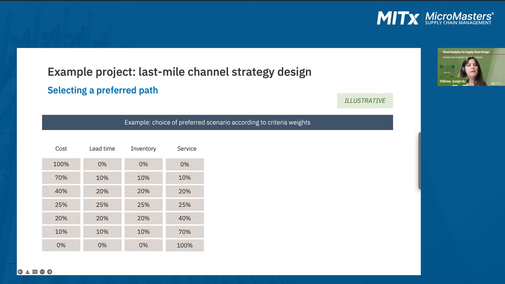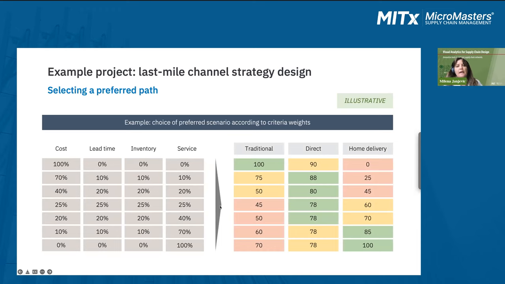And so we basically ran this exercise by varying the weight of the cost between 100% and 0%, and same for service level between 0% and 100%. So we ended up with a grid that gives us various ways of prioritizing different objectives. Now, in this specific case, when we ran that, what we were able to obtain for each of these scenarios is a composite score, a final score that now takes into account all of the different weights.